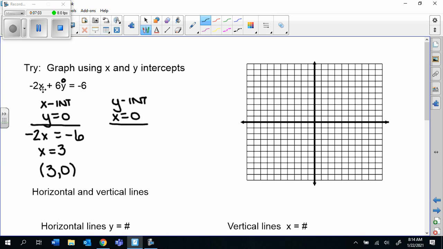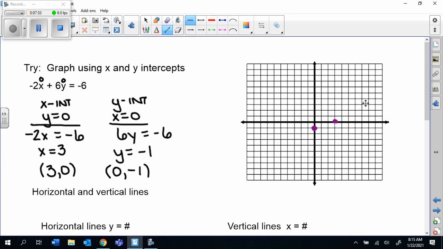When I plug in x equals 0, this part goes away. So I have 6y equals negative 6. So when I divide both sides by 6, negative 6 over positive 6 is negative 1. And so when I go over here, I have my x-intercept at 3, my y-intercept at negative 1, and I draw my line. Oops, I really missed there. Let's fix that.